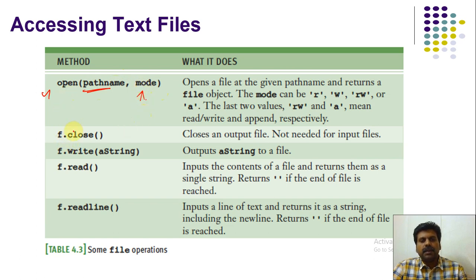Once you open, we can use the read function for reading, and we have the write function for writing the data in a file. After writing the data, we can close the file by using the close function. Sometimes you want to read data line by line. If you want to, we can use the f.readline function. These are the basic functions used for accessing the file content, writing the file content, as well as reading the file content.